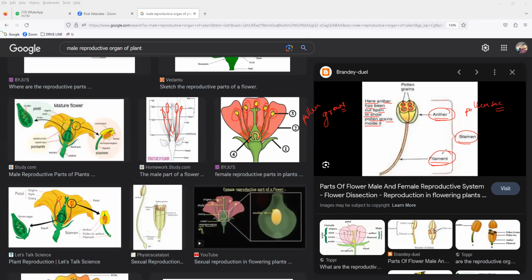The stalk of a stamen is called filament, and the swollen top of a stamen is called what? Anther. The swollen top of a stamen is called anther.